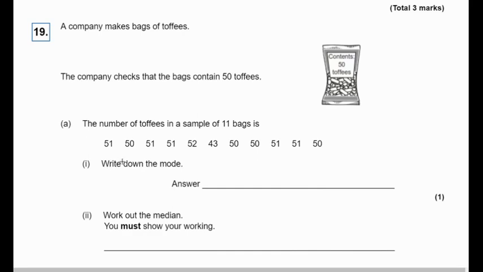Okay. Well, what's the mode? Which number comes up the most? Because the mode means the most. I see 50 come up here once, twice, thrice, and 4 times. The number 51, though, comes up once, twice, thrice, 4 times, and 5 times. Ooh, 51's the winner. So the mode is 51.